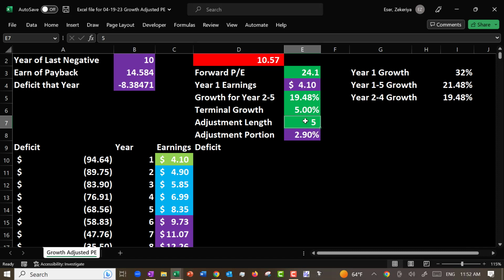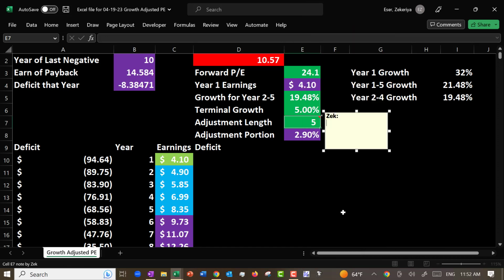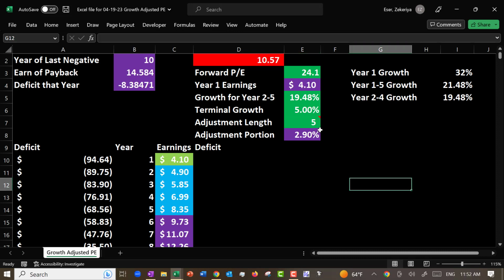Let's actually put a note. Spreadsheet is done assuming that transition period is 5 years. When I do a modification to this to allow for time value of money, I'm going to make the whole thing general.